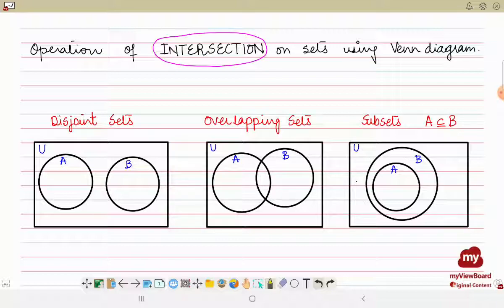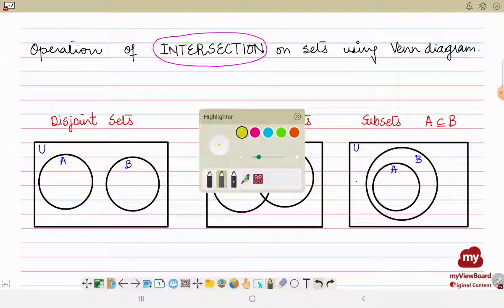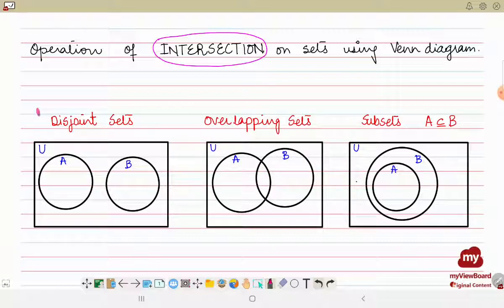Since there is nothing common in the first diagram, if you see, these are two disjoint sets. Nothing is common, that is why the circles are separated. So nothing is common, so we cannot represent intersection over here. So we'll leave it as it is. We'll not do any kind of shading for this first diagram.